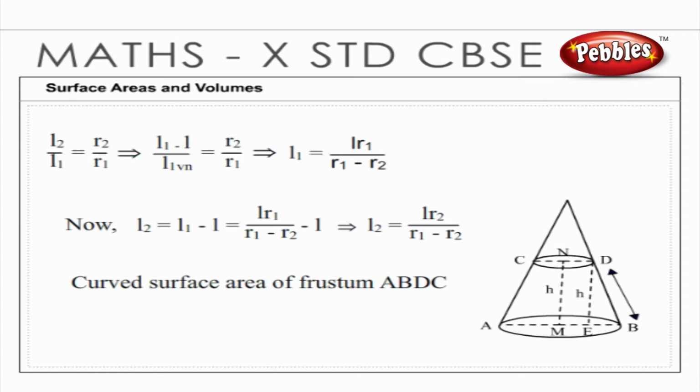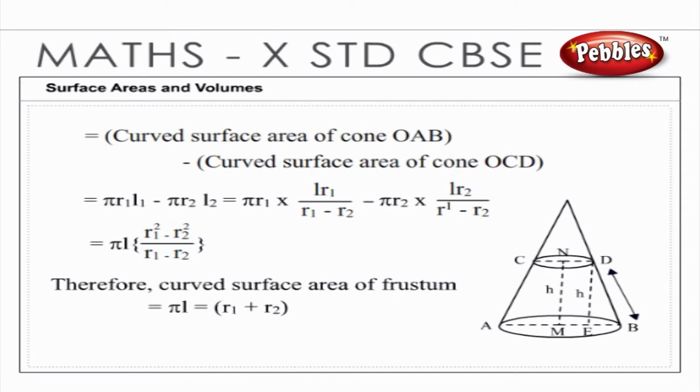Curved surface area of frustum ABDC is equal to curved surface area of cone OAB minus curved surface area of cone OCD, equal to pi L (R1 squared minus R2 squared) by (R1 minus R2). Therefore, curved surface area of frustum is equal to pi L (R1 plus R2) the whole.